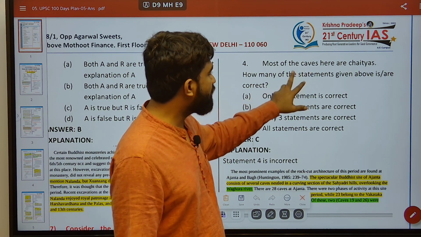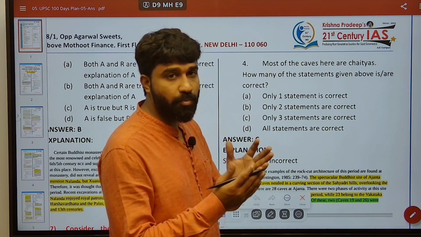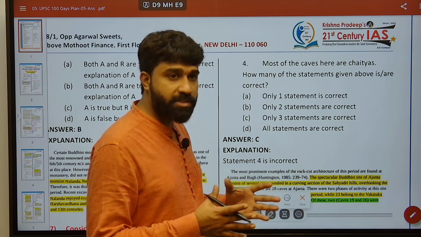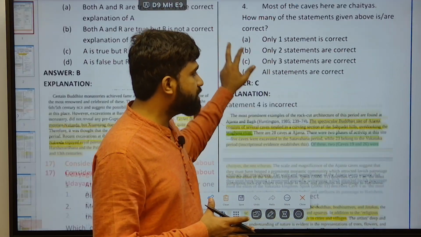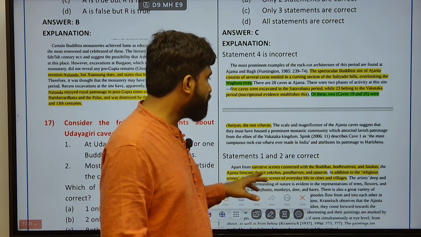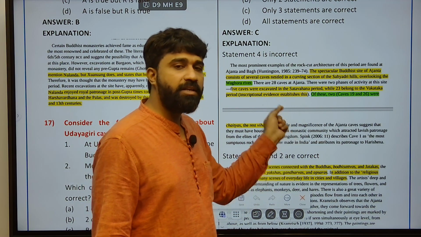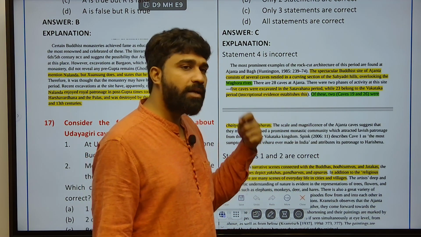Most of the caves here are chaityas. No, wrong, absolutely. Chaityas are prayer halls. Most of the caves here are accommodating Buddhist monks, rest houses for the purpose of rest. So these are viharas. Most of the caves contain viharas except cave 19 and 26, the 2 caves which contained chaityas, meaning prayer halls. All other caves were viharas.